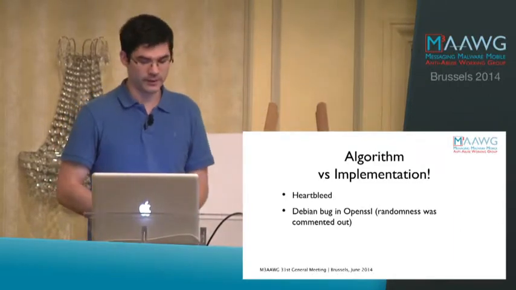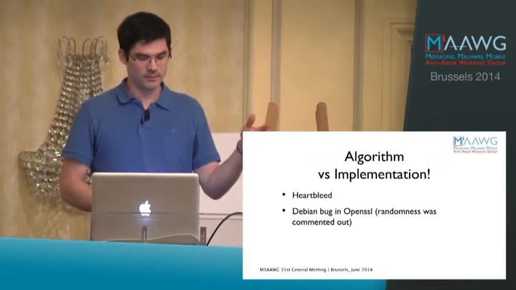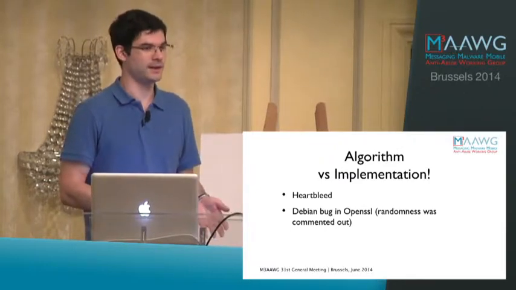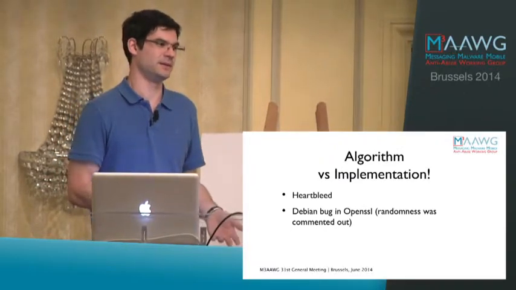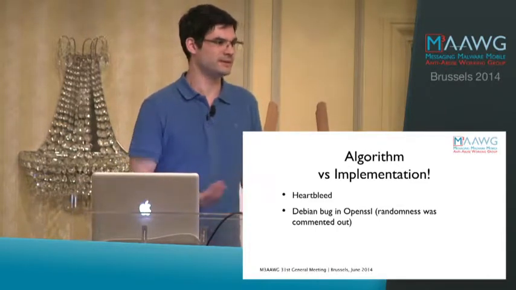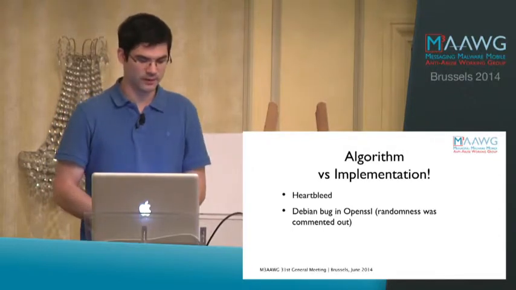You have a few bugs in OpenSSL. One which is well known is from Debian, when they commented out the randomness. So there was no randomness at some point, which is really bad. As I just mentioned, randomness is really important. If you comment out randomness, then you lose a big piece of cryptography and security.